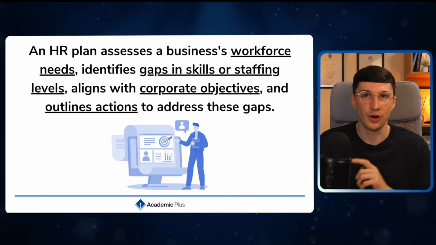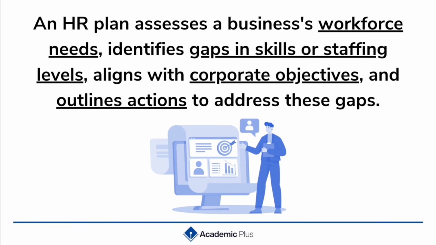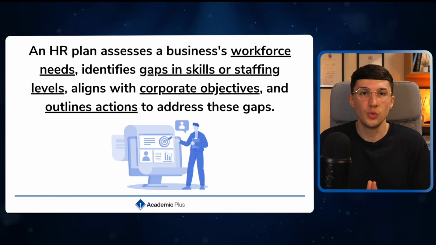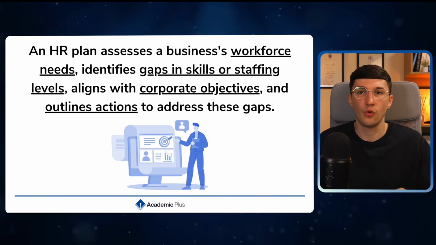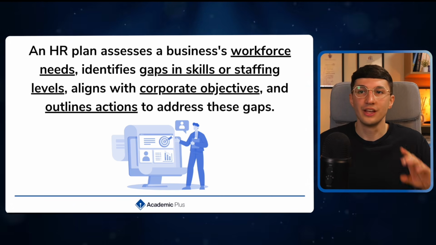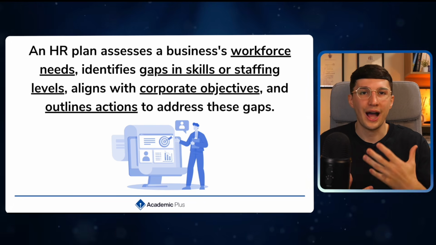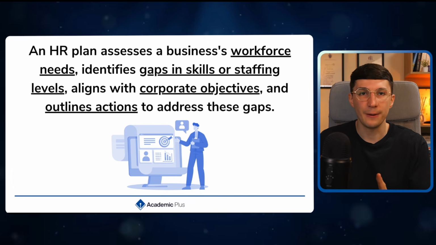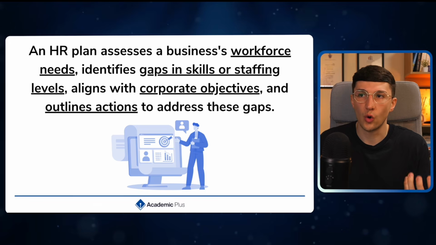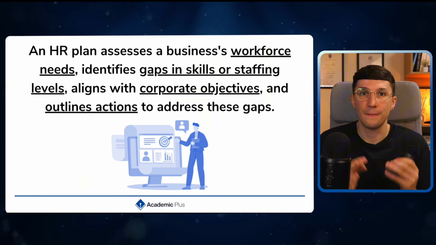First of all, we look at HR planning. Now, an HR plan, human resource plan, is a strategic framework that outlines how a business will manage its workforce to meet its objectives. So the HR plan will help assess the business's workforce needs. So do we have the right number of employees? Do we have the right number of skills? Because if we don't, we can start to identify those gaps in skills, gaps in staff and levels, because that will then help us with our recruitment, selection and training process. More on that in just a moment. We also want to make sure that the HR plan, as we said, aligns with our corporate objectives and outlines any actions that the business needs to take.